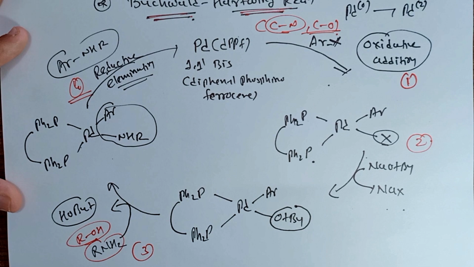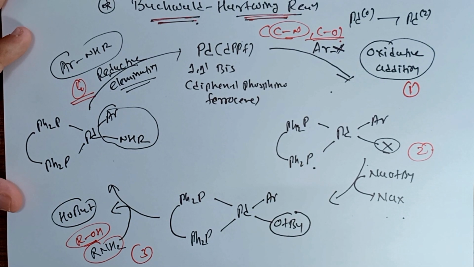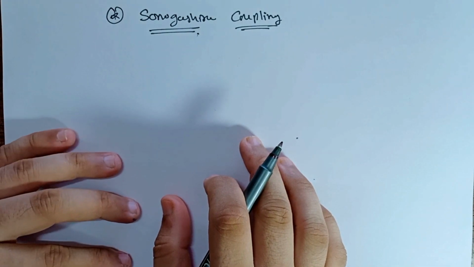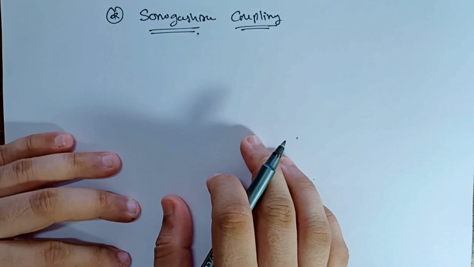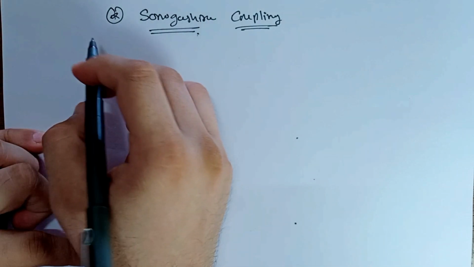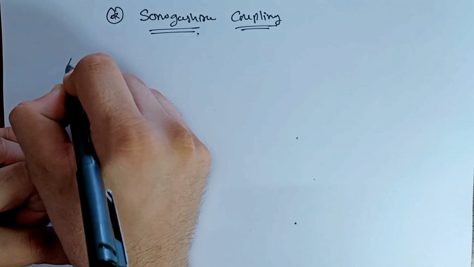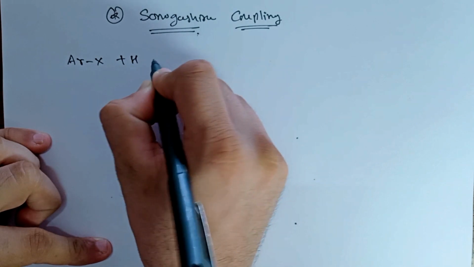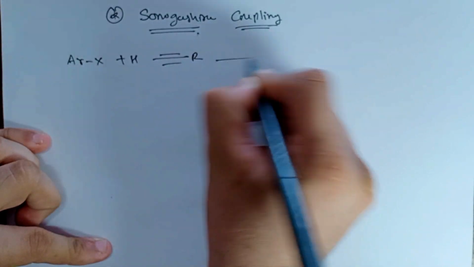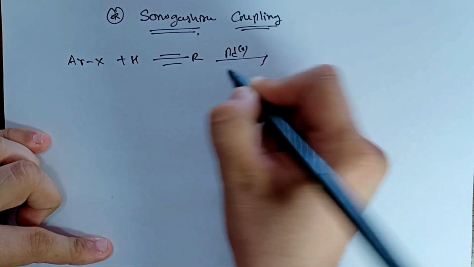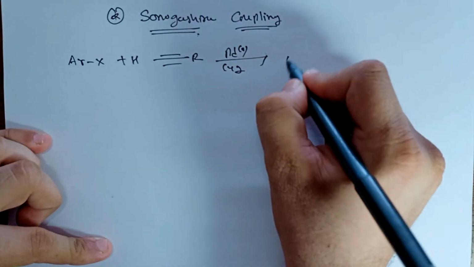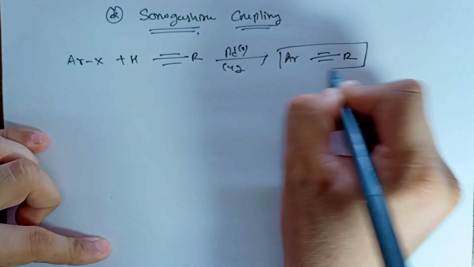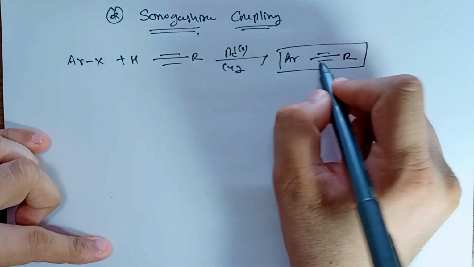So now let us understand one more reaction of the palladium catalyst, that is the Sonogashira coupling reaction. Now Sonogashira coupling reaction, as we understand the principle, that is ArX, when it is treated with the alkyne group in presence of the palladium catalyst and copper iodide, it will produce this type of product, that is C-C coupled product, but here we are having the alkyne group.